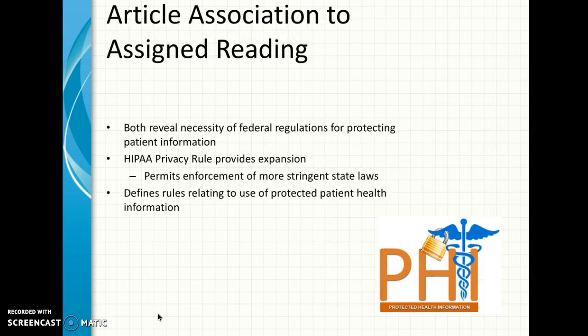How does this article tie into the assigned readings for this lesson? Both the article and the assigned reading reveal the necessity of federal regulations to protect private patient information. Both describe the expansion the HIPAA privacy rule provides as it permits enforcement of state laws that are more stringent than federal regulations. Additionally, both the article and the assigned reading define the rules relating to the use of protected patient health information.